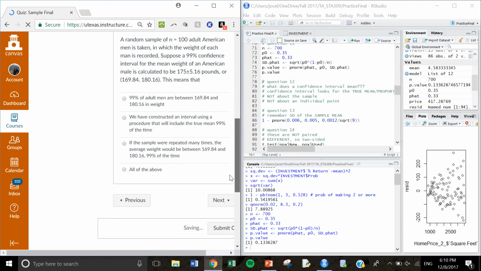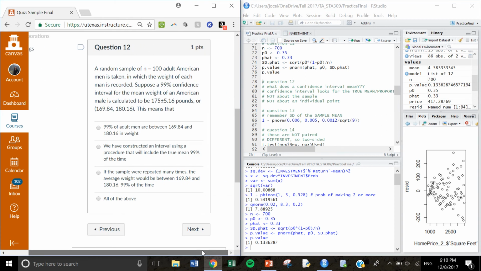Question 12. This is about what a confidence interval means, which a lot of people struggle with. So it tells us a random sample of American men is taken in which the weight of each man is recorded. Suppose a 99% confidence interval for the mean weight of an American male is calculated to be this. The number one thing you need to remember about confidence intervals is that they are trying to find the true proportion of the population. Confidence intervals don't tell us anything about an individual sample. They don't tell us anything about an individual person. They tell us about the true mean.